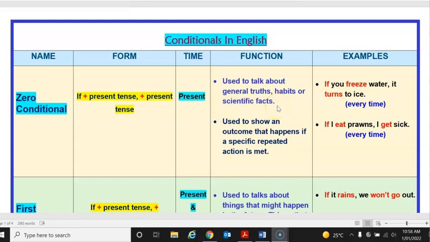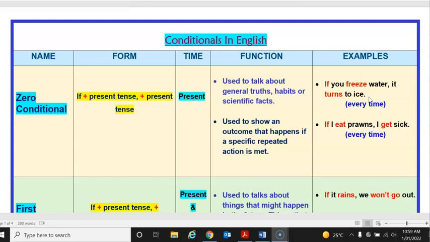So, for example, if you freeze water, it turns to ice. So this is something that happens every time. It's always true. Given this condition, this will be the result. So we've got if plus present tense, freeze, if you freeze water, comma, and then present tense. It turns to ice.